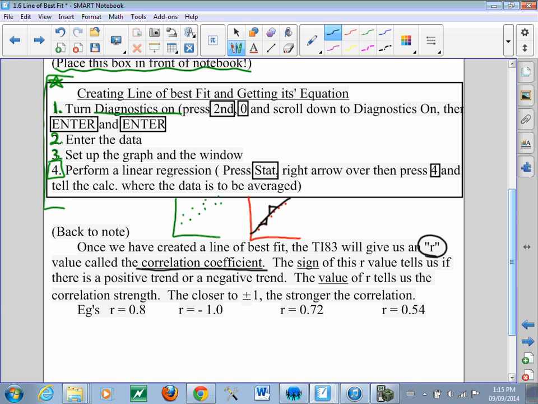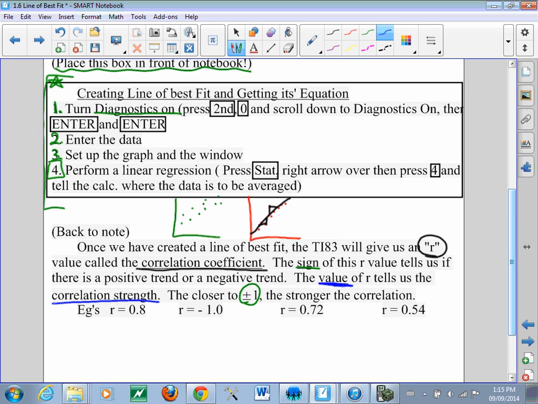The tighter the data points are together in a trend, the closer the R value will be to +1 or -1. So this sign, I don't want it to confuse you. This says closer to + or -1. The sign of the R value tells us if it's a positive trend, it's going to be positive. Negative means it's a negative trend. The value, however, meaning the numerical value of R, tells us the correlation strength. The closer to 1 or -1, the stronger the correlation.